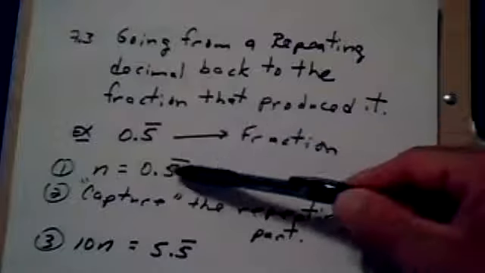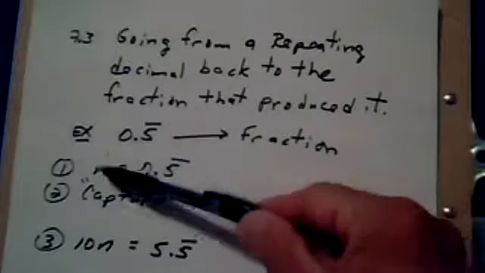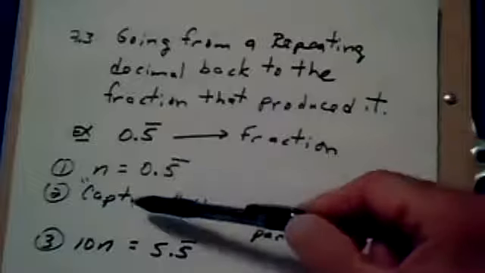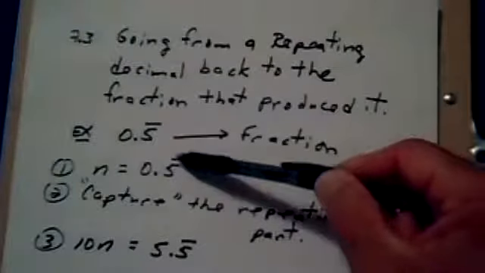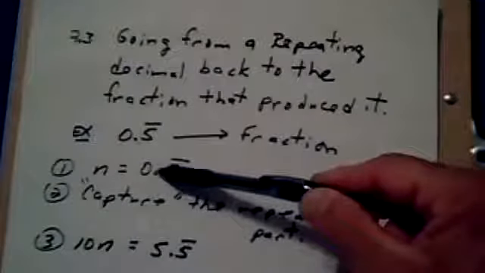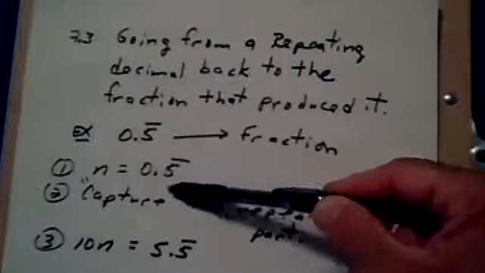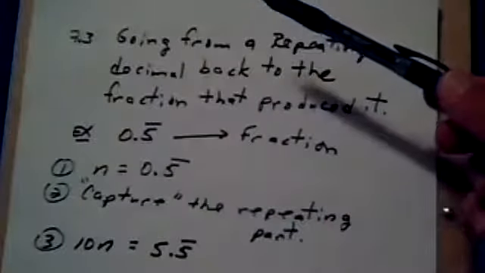First step, label the number they give you with n. So the number we're working with is this. Then you capture a repeating block. This one's just repeating one number. And how do you capture it? Well, I would capture it if I move the decimal here, I would capture this, right? So if I move the decimal once in this direction, that would be like multiplying times 10.